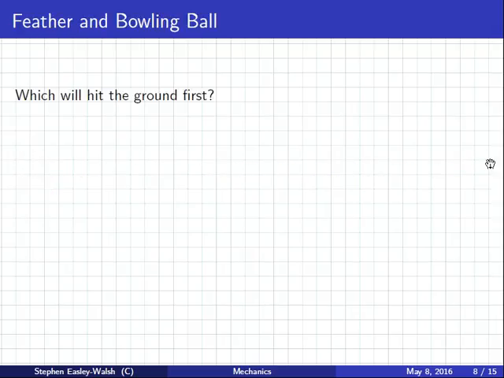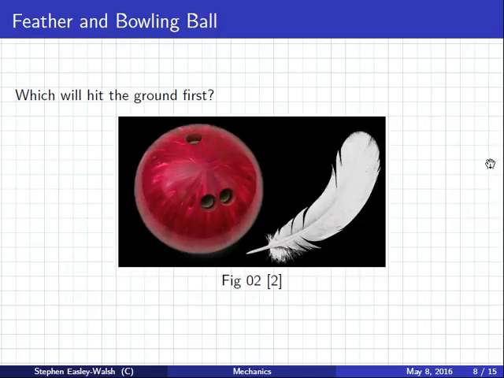Now, which will hit the ground first, the ball or the feather? The ball. This is real life. Which hits the ground first? The ball, because it has big mass. Is it? Nope. But it's worth looking at now because it's quite interesting.